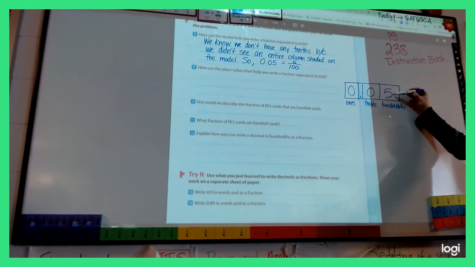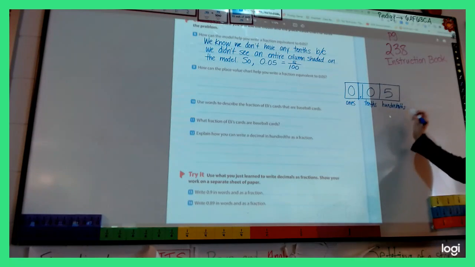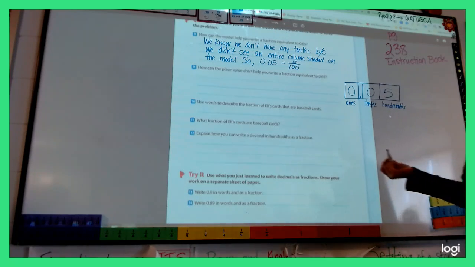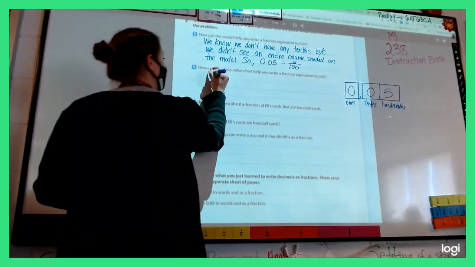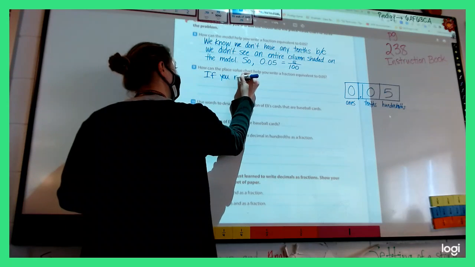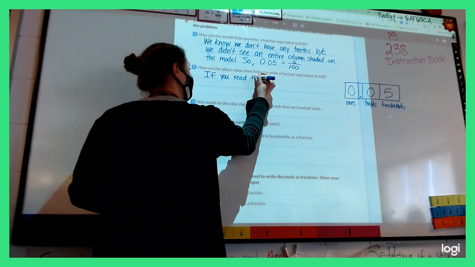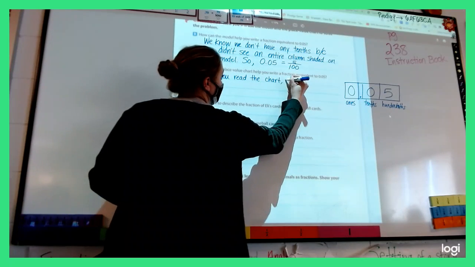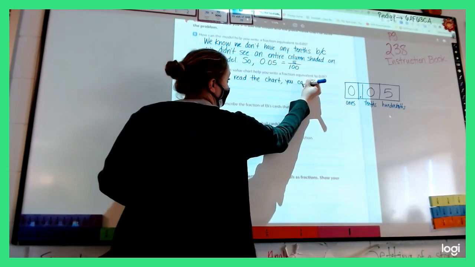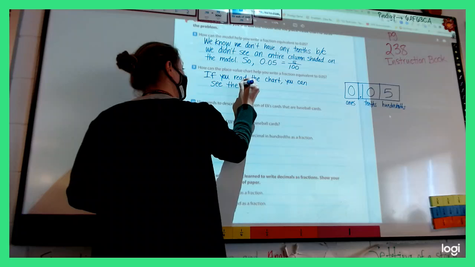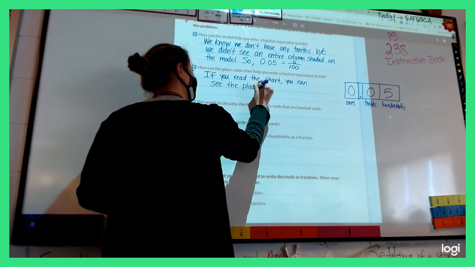So I like what Josiah said. The 5 is literally in the hundredth spot. So if you just read it, does it tell you what place it's in? All right. So we can say if you read the chart, you can see the place value of each digit.